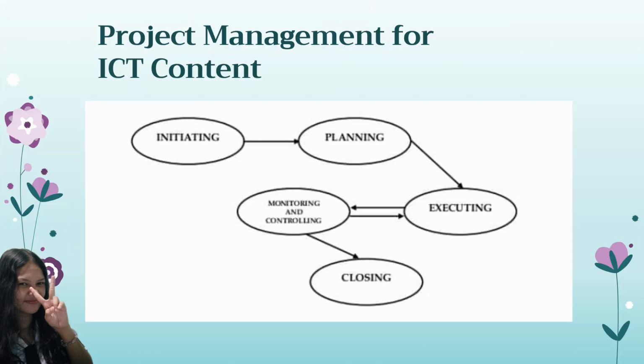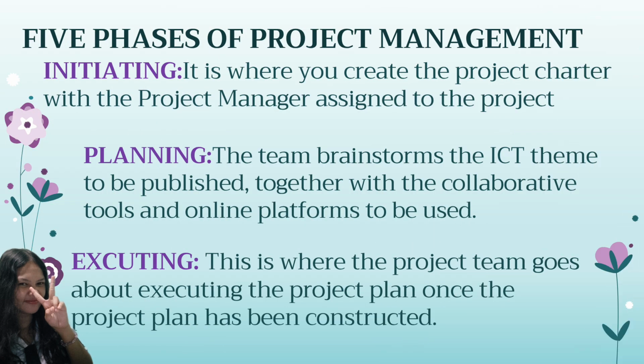There are five phases of project management. First is initiating. It is where you create the project charter with the project manager assigned to the project. Next, we have planning. The team brainstorms the ICT theme to be published together with the collaborative tools and online platforms to be used. Next, we have executing. This is where the project team goes about executing the project plan once the project plan has been constructed.